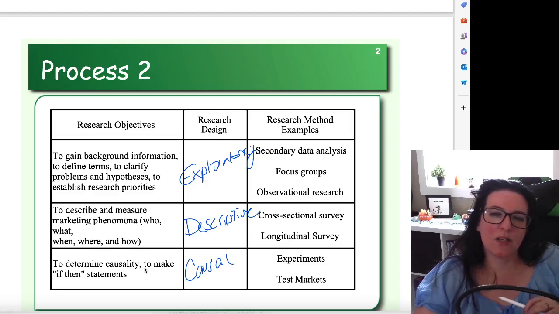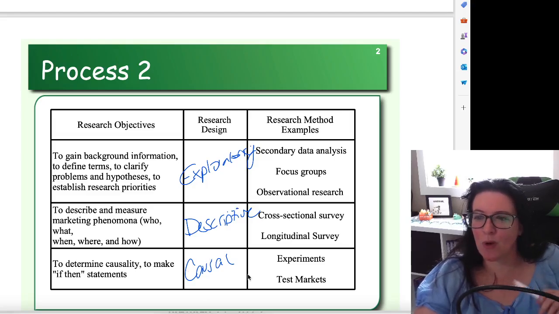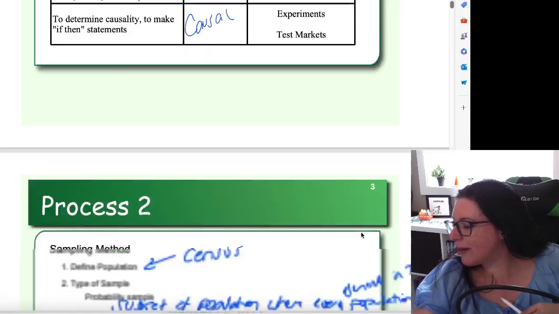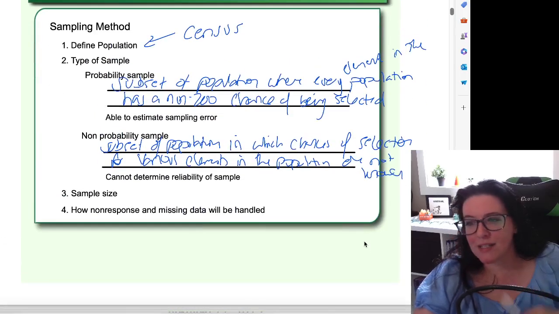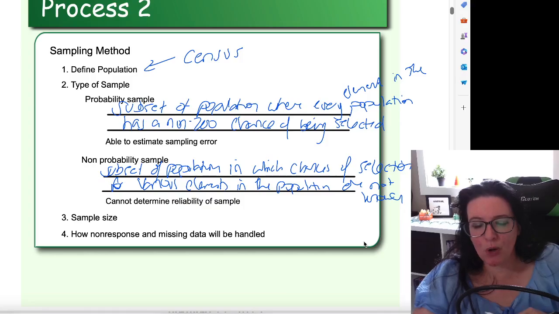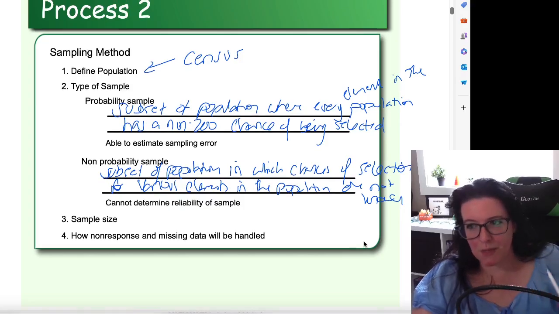And if we're trying to determine if something happens, then something happens. So more cause and effect. We have a causal research design. That will inform the type of research methods that you are using. So there are different methods within each design. And then we're also going to have to determine our sampling method. So our proposal will outline these pieces.